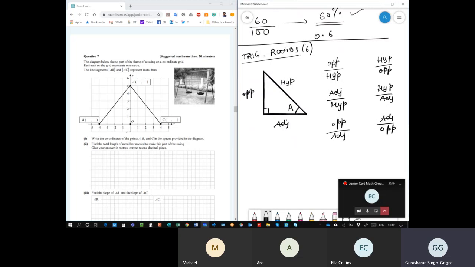So the first ratio, which I'm writing here, opposite over hypotenuse, is called sine A. This is cos A. This is tan A. And the other 3 are called cosec A, sec A, cot A. So there are a total of 6 trigonometrical ratios. Although you won't be using the other 3 now, you will be using them in higher classes like leaving cert.